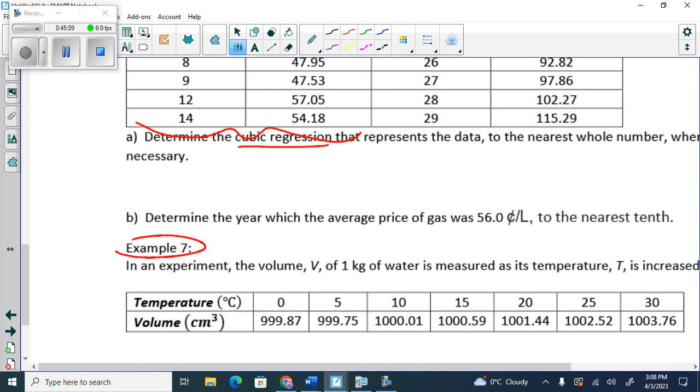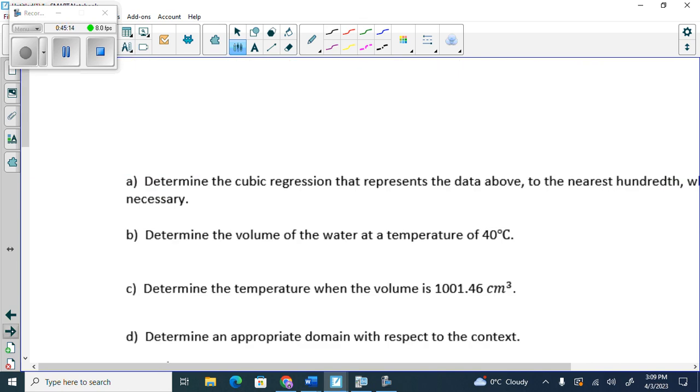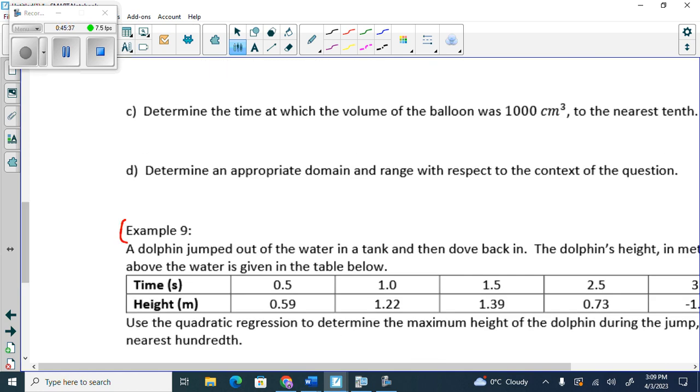Example 7 I want you to do. What type of regression is it? It's a cubic. And I want you to do 6, 7, and 9. Watch with 9. What is 9? Quadratic. So you have pick number 5. The other two you have pick number 6.